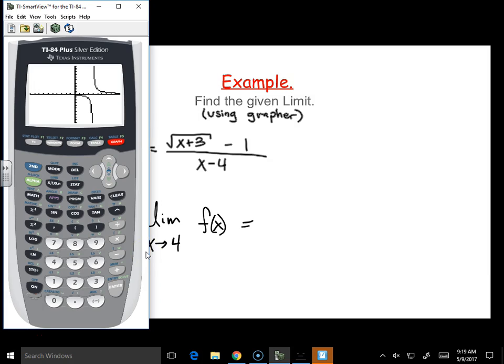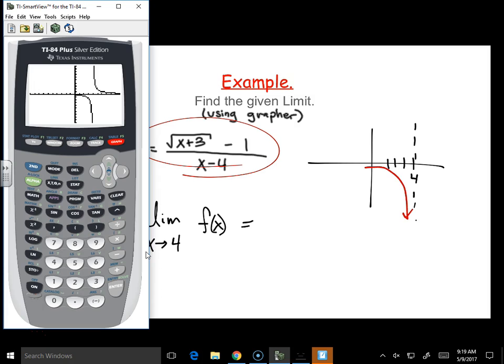What's going on at 4? There's not a hole. There is an asymptote though. If you were to go tracing, 4 is the location of that vertical asymptote. And if you're looking at your function itself, which is this guy, he is going down as you come from below, and he is coming up as you come from above.